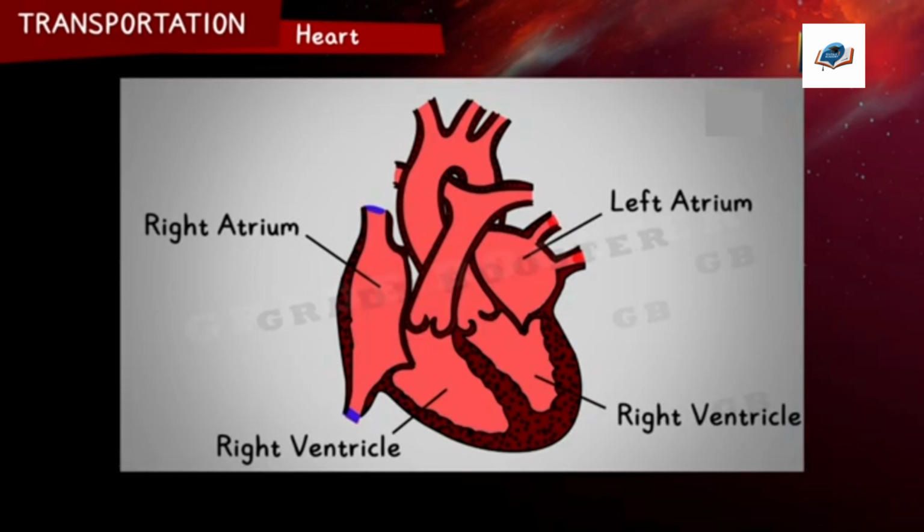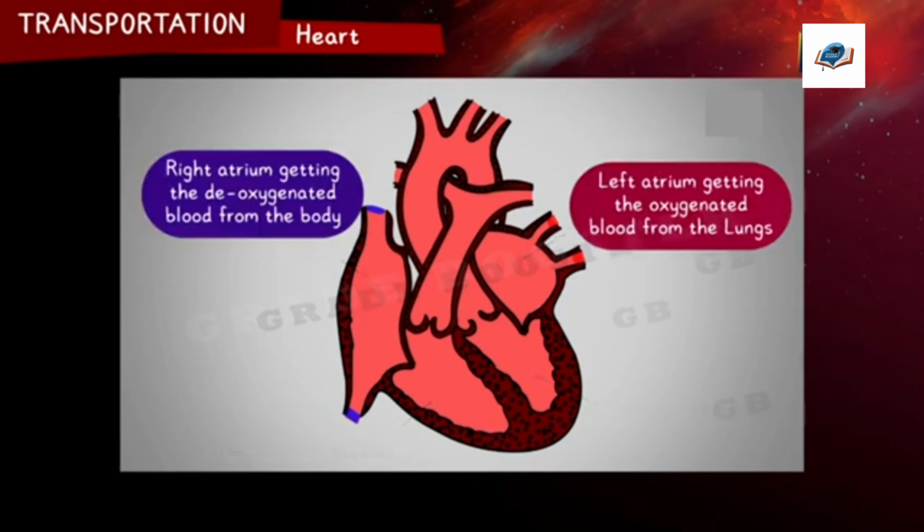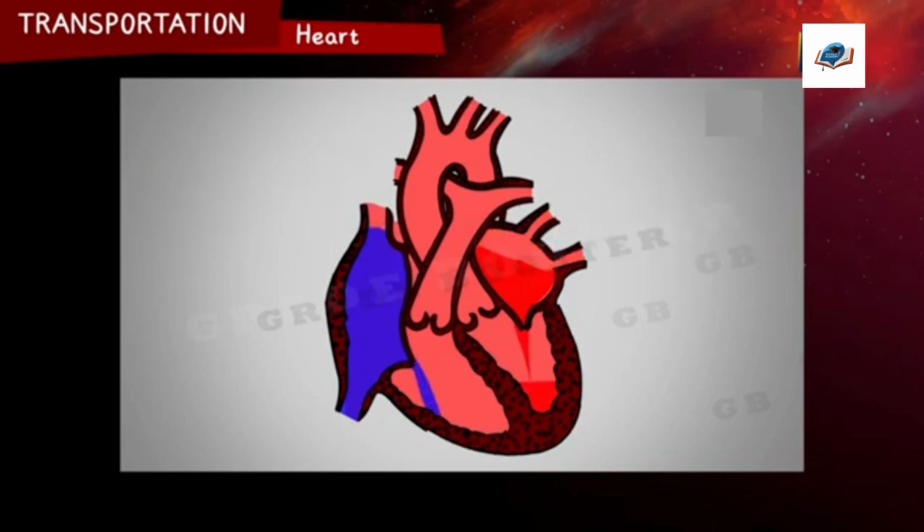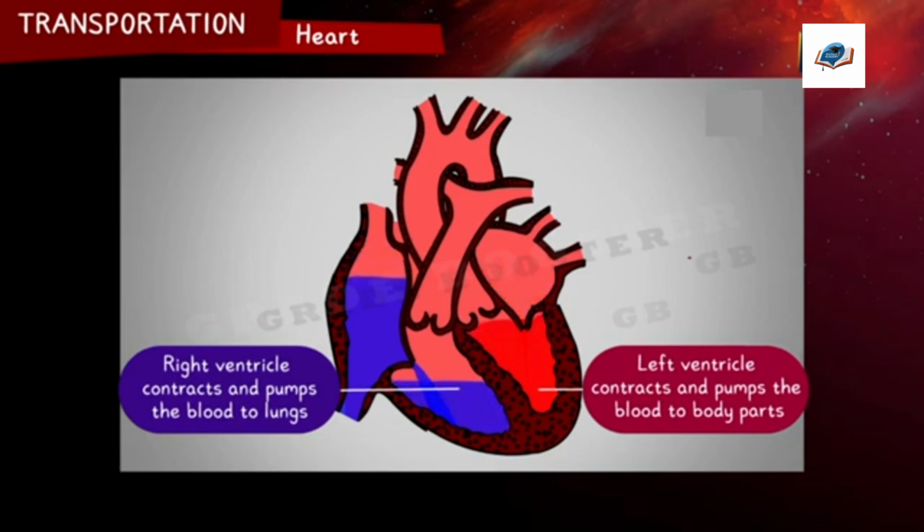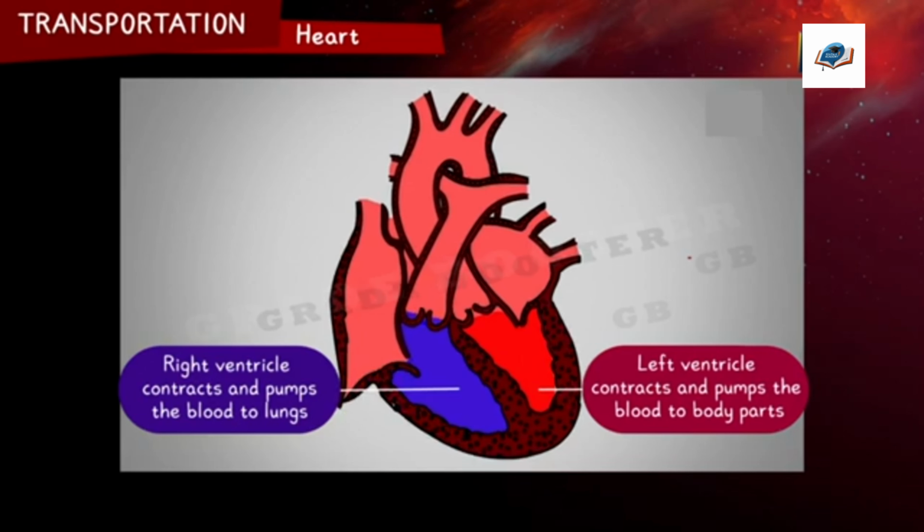At first, left atrium and right atrium get relaxed or dilated. Then left atrium gets the oxygenated blood from the lungs. Right atrium gets the deoxygenated blood from the body parts. Now both these chambers get contracted and pump the blood into the bottom chambers. Now the left ventricle gets contracted and sends the oxygenated blood to the body parts. At the same time, right ventricle pumps the deoxygenated blood to lungs.